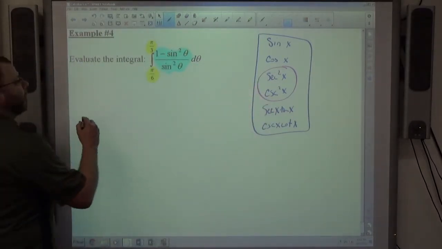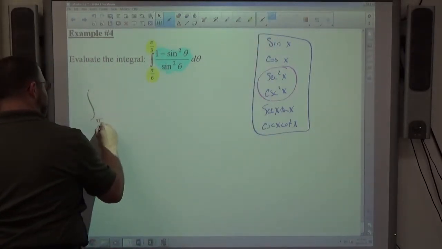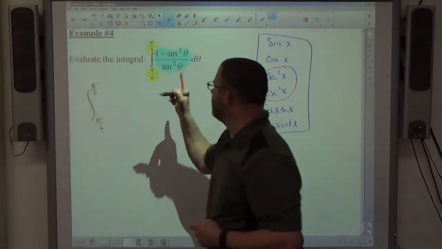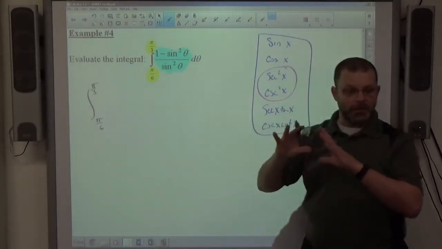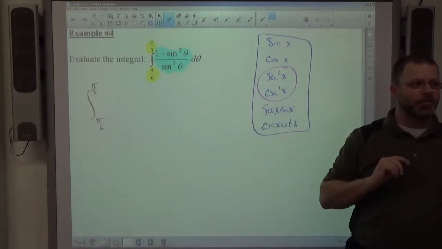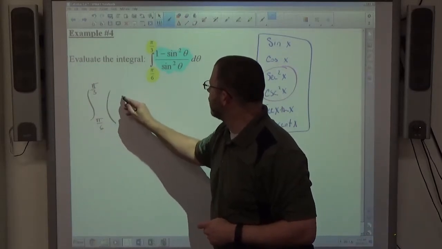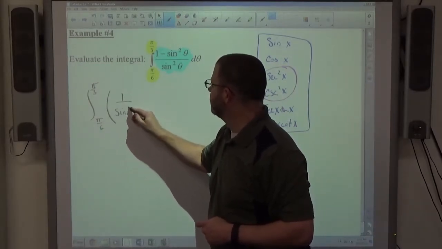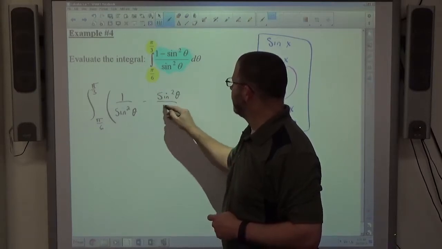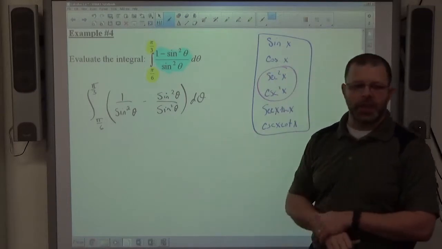One of the tricks that we learned last year about any type of function is that if you have multiple terms over one term, if you have a multiple term numerator and a fraction, you have the ability to split that fraction apart into pieces. So if I break this apart into 1 over sine squared of theta minus sine squared of theta over sine squared of theta d theta, that is a legal step.